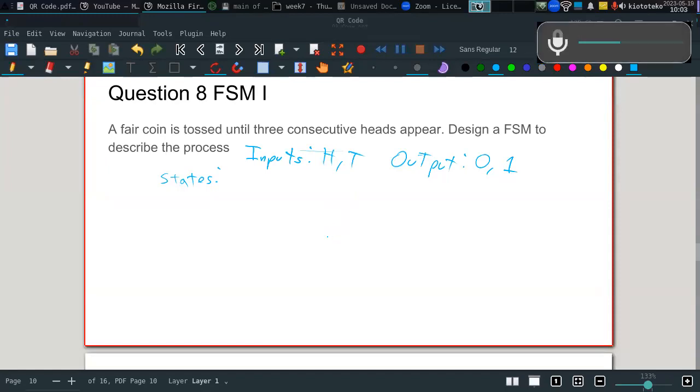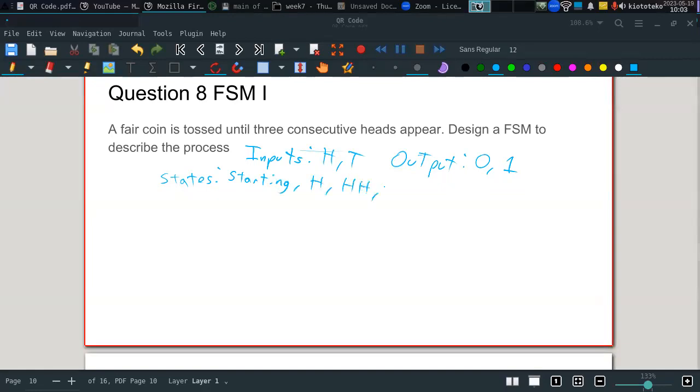Because, well, at least with the Moore machine. Yeah, maybe with a Mealy machine, with a Mealy machine we don't need 4. We can try doing it with both. So let's start first with a Moore machine. With a Moore machine, we need 4 states. And let's call the first your starting, then you have your first head, a second head, and a third head. This with a Moore machine.